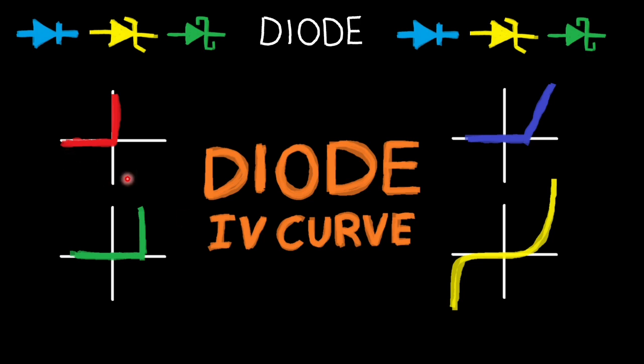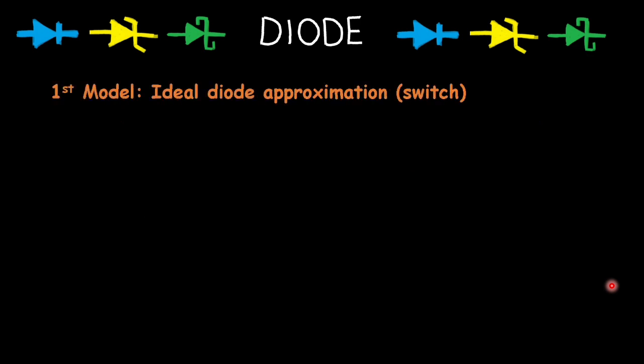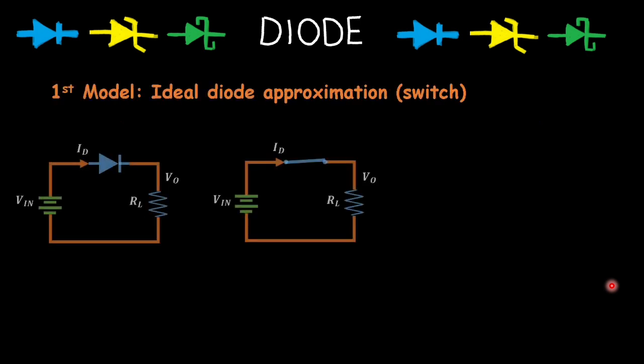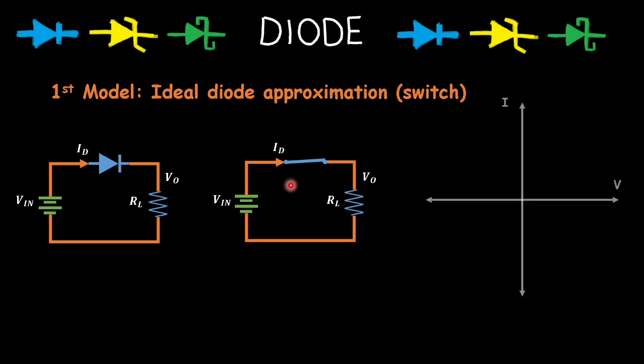We will do it using four models of approximation that we can use for a diode. First is the ideal diode. It is like a switch that, when a forward bias voltage is applied, the diode will act as a short with a maximum current flowing and a zero voltage drop across it. You will observe on the IV curve of the ideal diode that when we have a negative voltage, there will be no current, but as soon as we have a positive voltage, a maximum current will flow.